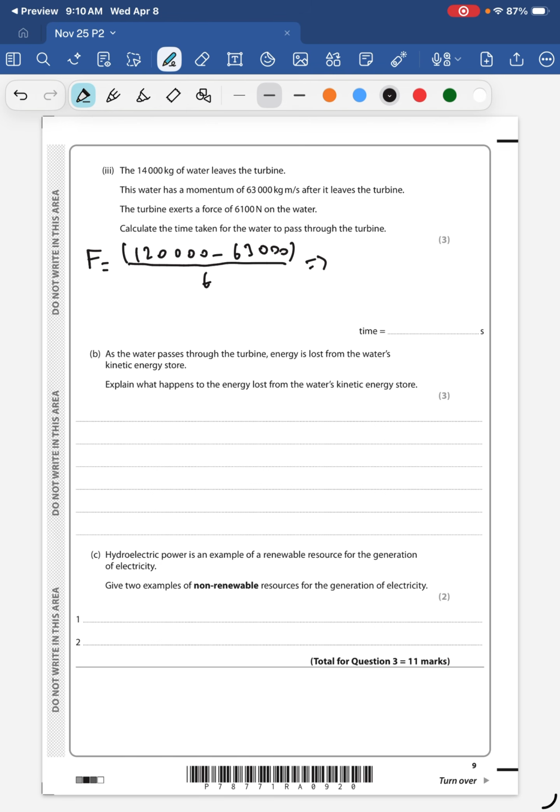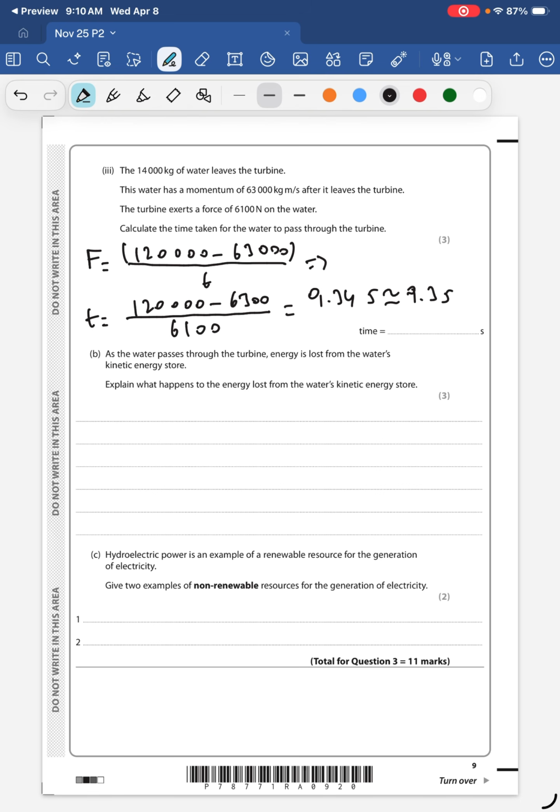So time is 120,000 again, minus 63,000, over the force, which is 6,100. So this yields 9.34 seconds, which is about 9.3 seconds. Okay, that's the answer. Now, part B.